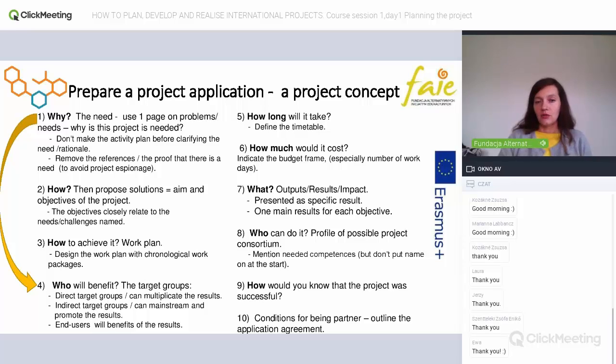And then the last question: how would you know that the project was successful? So what will change? What needs to happen so you would see that the project was successful? Conditions for being a partner are usually also included in the project concept when you use it for inviting new partners.